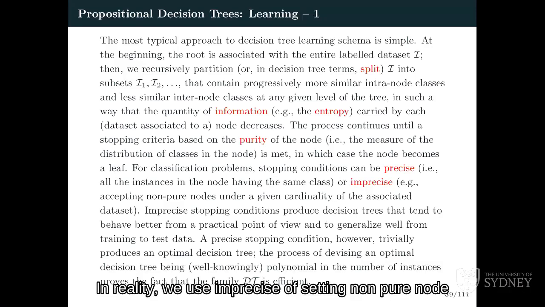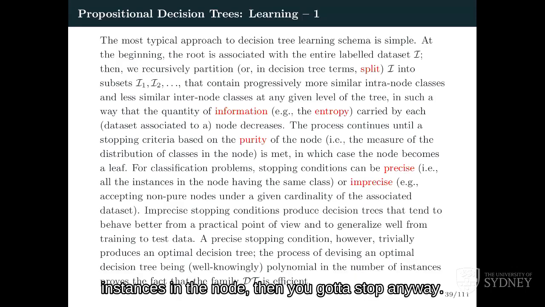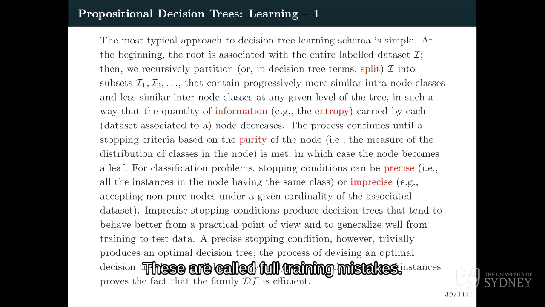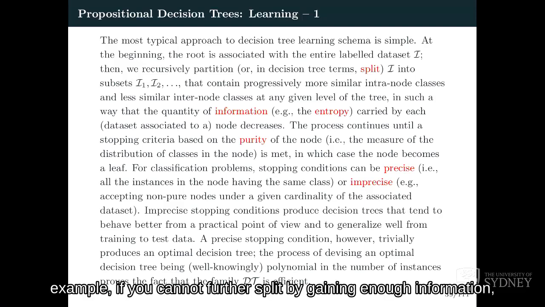In reality, we use imprecise stopping, non-pure nodes, because we know that there is some statistics and we say, okay, if you don't have enough instances in the node, then you've got to stop anyway. If your classes are 99% of one class, don't go over them. Just accept the small mistake. These are called training mistakes, right? Or, for example, if you cannot further split by gaining enough information, just stop.